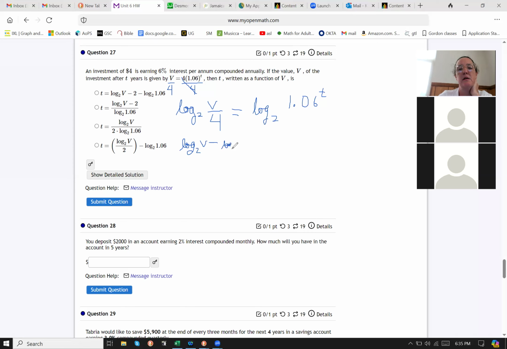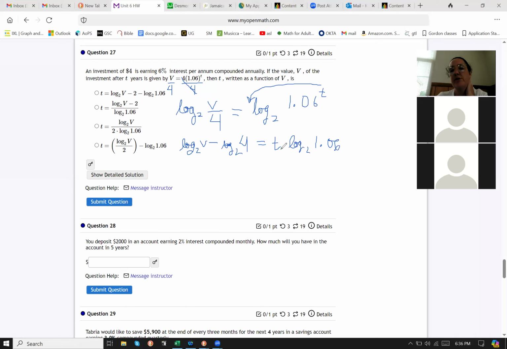Minus log base 2 of 4. You remember that from class? That when you've got this quotient, you can expand that into subtracting the 2 logs. And then on the right-hand side, we can take this exponent and move it down to the front. That's the power rule. So if you're looking at your list of properties, we're using the quotient rule here and the power rule here. So this becomes T times log base 2 of 1.06.